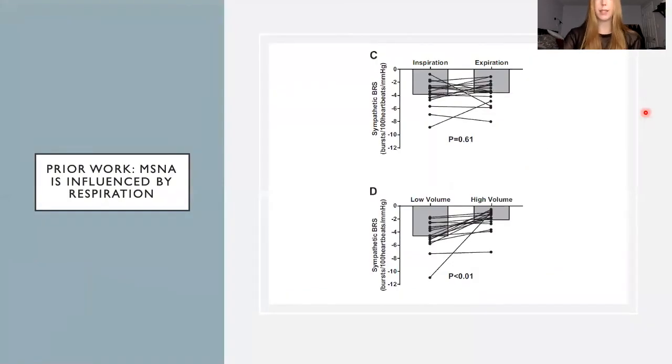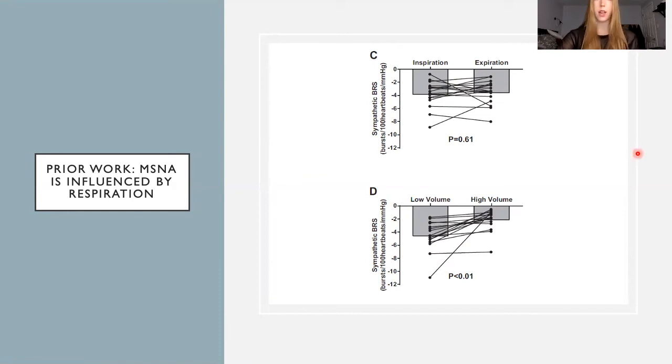Studies have shown that MSNA is influenced by respiration, such that the greatest occurrence of bursts occurs during expiration and at low lung volumes. Additionally, previous research by our lab demonstrated that baroreflex sensitivity, which is related to sympathetic transduction, is greater at low lung volumes compared to high lung volumes, while there's no difference between inspiration and expiration. So we decided to investigate low and high lung volumes as it relates to transduction.